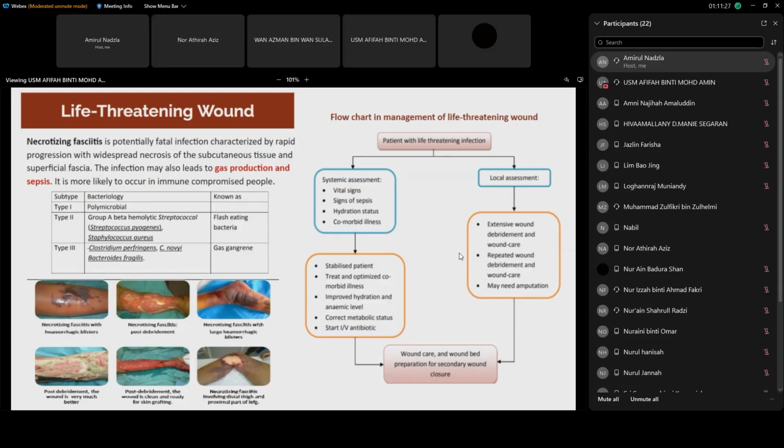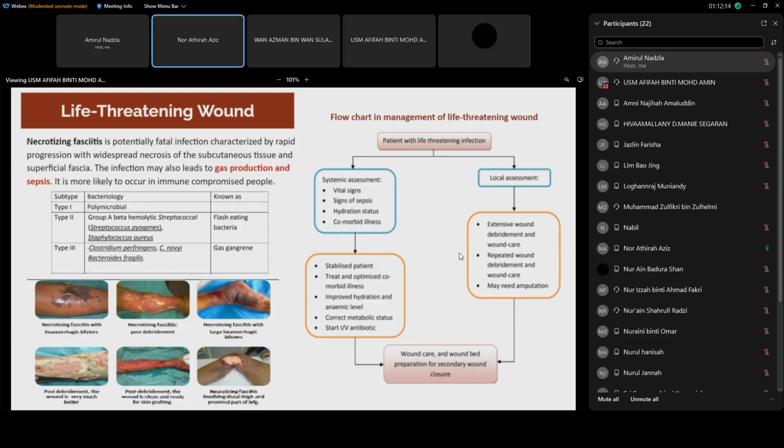Okay. So the flowchart management of life-threatening wound. If the patient is diagnosed with life-threatening infection, first we have to inspect the patient systemically. We have to do systemic assessment, look for the vital signs, signs of sepsis, hydration status and comorbid illness. And then we have to stabilize the patient, treat and optimize comorbid illness, improve hydration and anemic level to correct the metabolic status, and also start the patient on intravenous antibiotics. And for local assessment on the infected site, we have to do extensive wound debridement and wound care, and repeat the wound debridement and wound care.